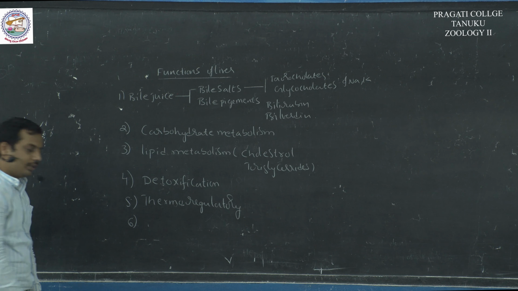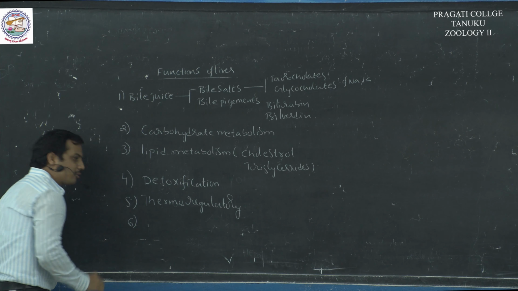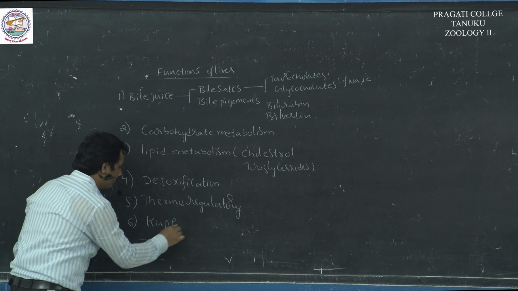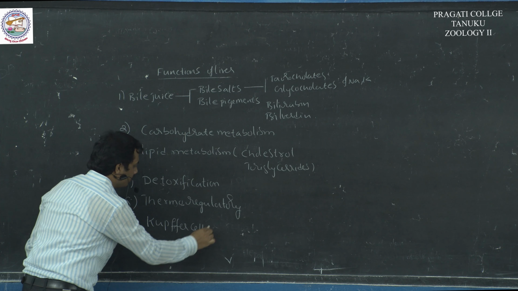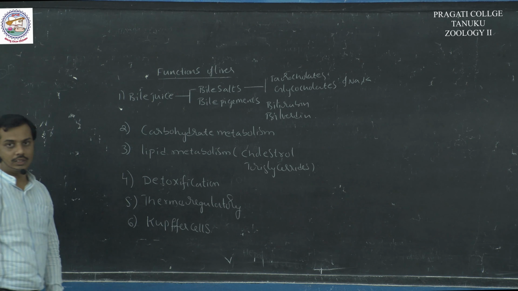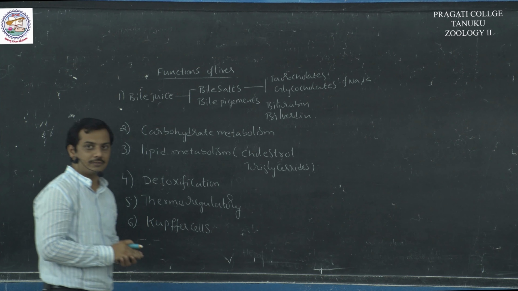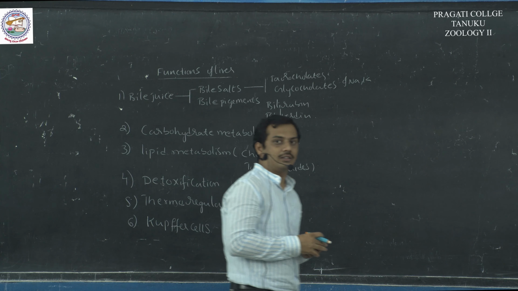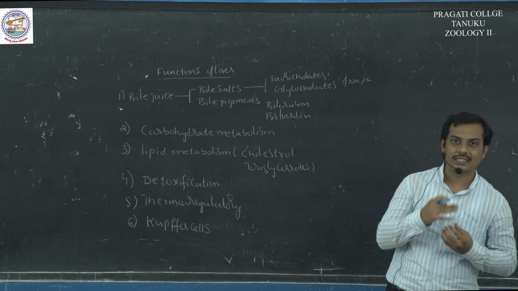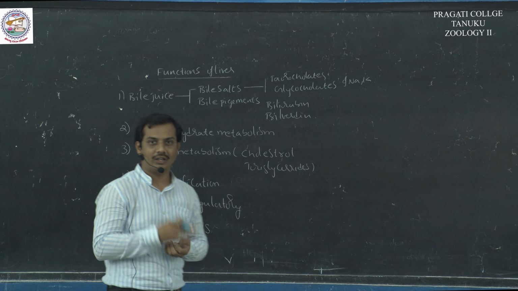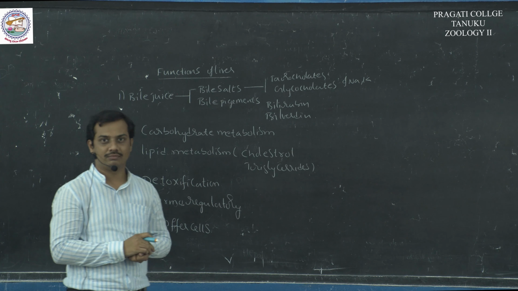Next, the liver has phagocytic cells called Kupffer cells, and these cells will destroy the harmful substances or bacteria that have entered into the body or that have reached the liver, in other words.